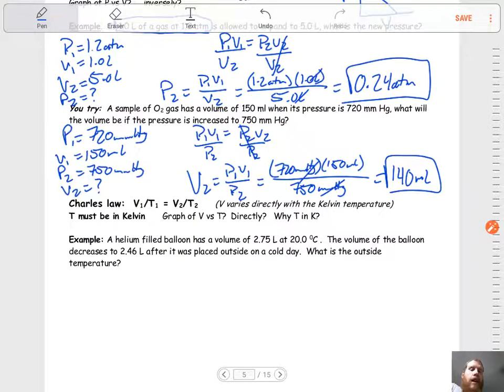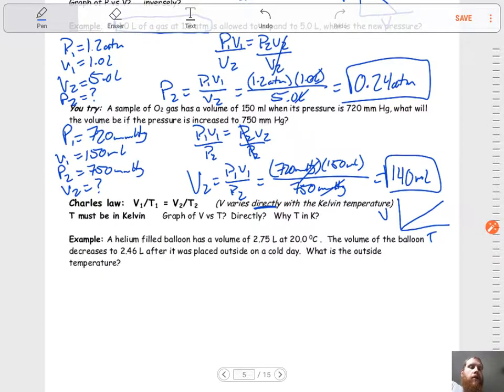Very similar, except now we're going to be talking about volume and temperature. And notice what it says, guys. Volume varies directly with Kelvin temperature. So if we were going to draw a graph, it looks something like this: volume, temperature. As one goes up, the other one goes up as well. So again, thinking about it, does my answer make sense? If volume goes up, my temperature should go up, and vice versa.